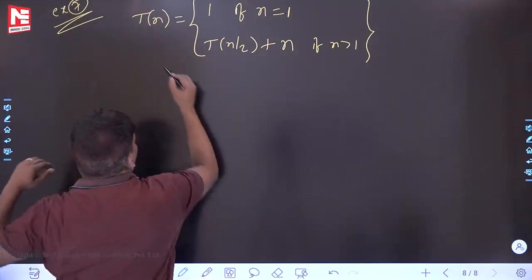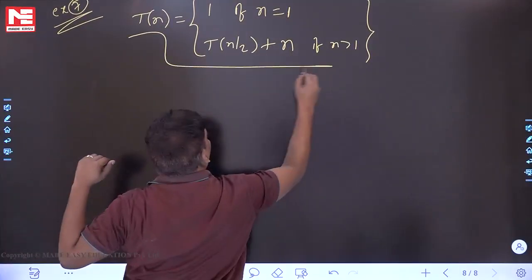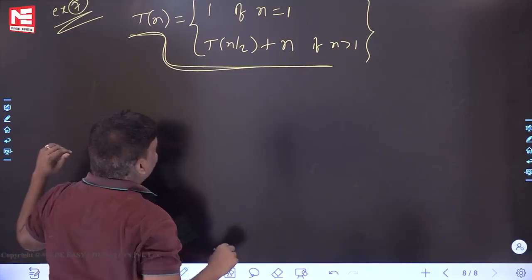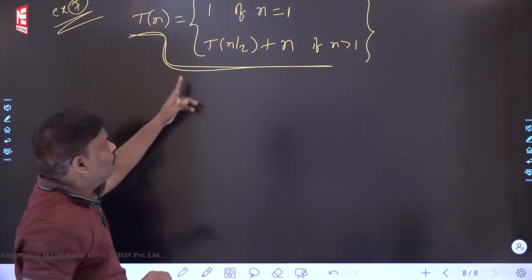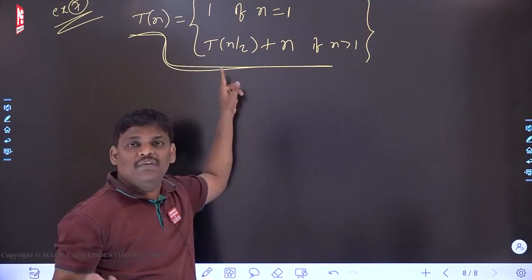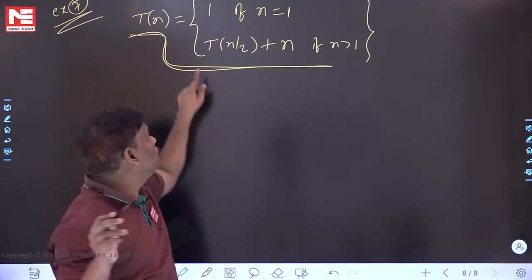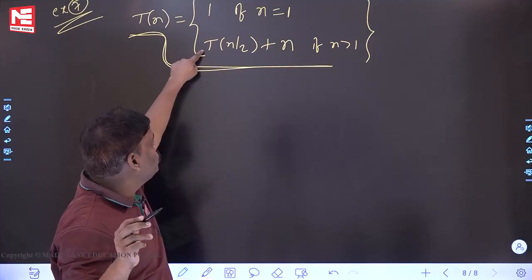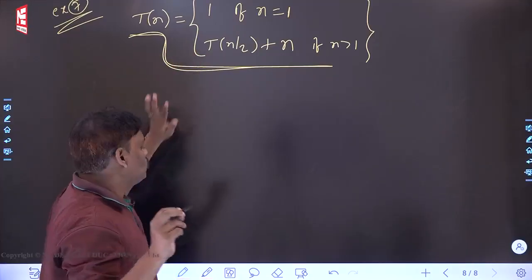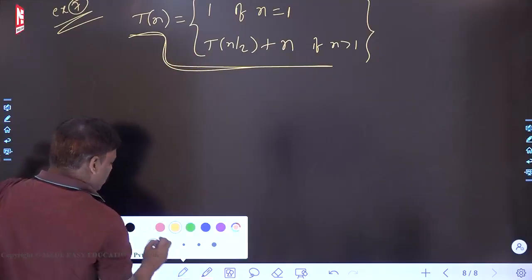Let's start to solve. I think everyone knows only the second part is important. Can you read the second part? Tn is equal to T n by 2 plus n. Can you see how this problem is different from the previous problem? Previous problem 2T n by 2 plus n, but here T n by 2 plus n. Here 2 is not there. In the previous problem 2 was there, here 2 is not there. So what is the answer? Let's check. It is very simple also.